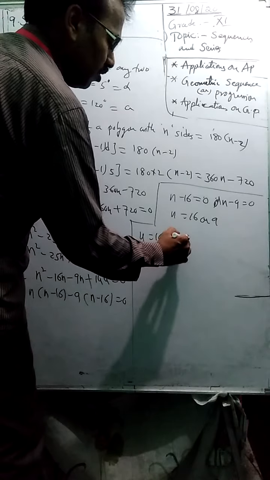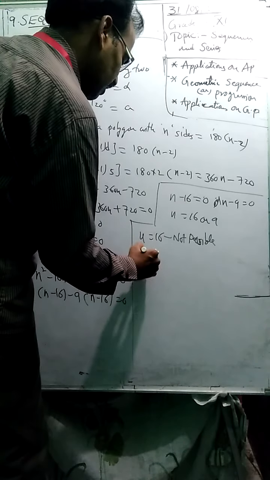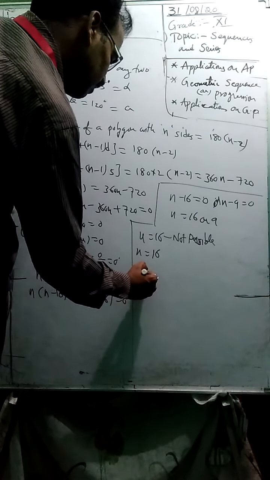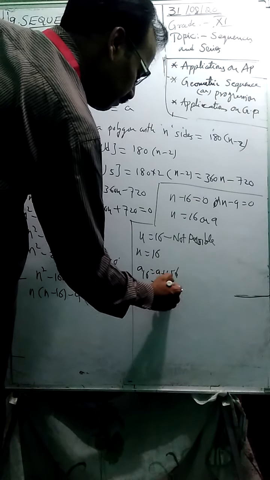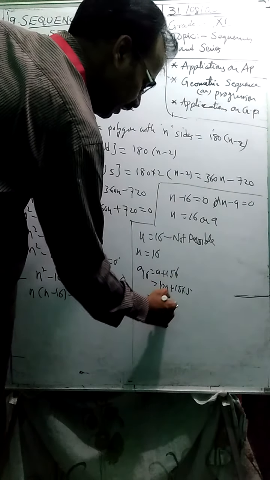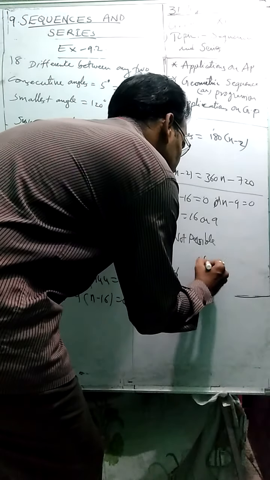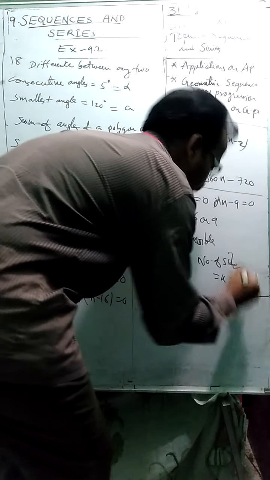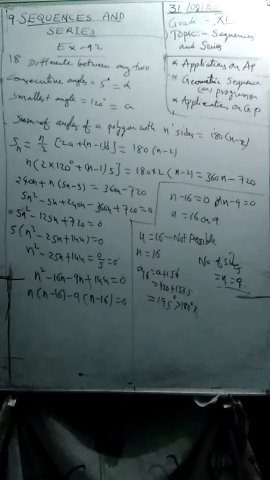n equal to 16 is not possible, because if you take n equal to 16, according to the definition, a16 is equal to a plus 15d, which is 120 plus 15 into 5, that is 195 degrees, which is greater than 180. So not possible. So the number of sides of the given polygon equals 9. In this manner we need to solve the question, students.